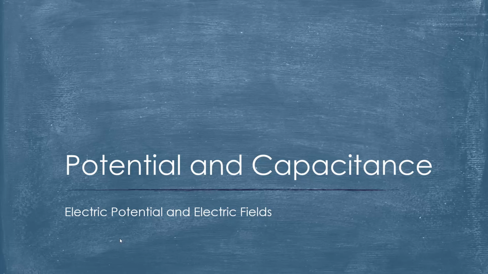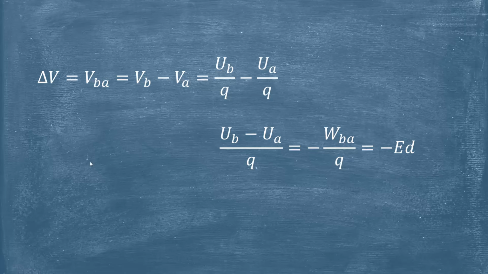Last time we introduced the idea of the electric potential, and now we're going to look a bit more closely at how that's related to the electric fields. Just reviewing a little bit, we said that if we want to find the difference in potential, we can write that a few ways. We can write it as delta V or V sub BA, meaning the difference between the potential at location B and the potential at location A.